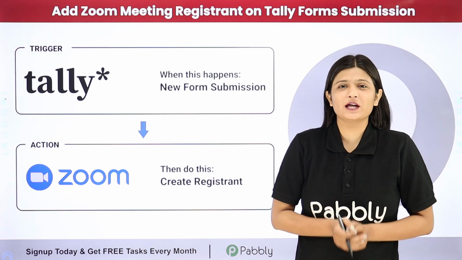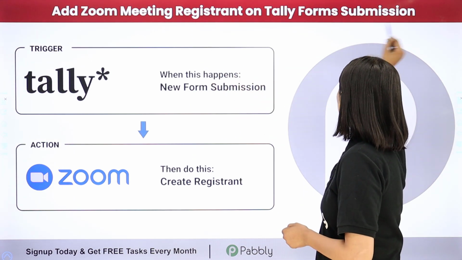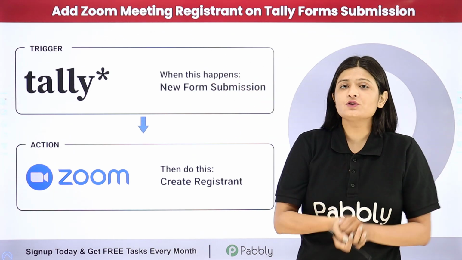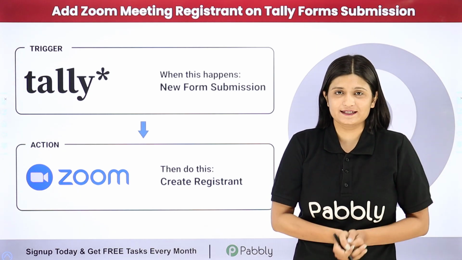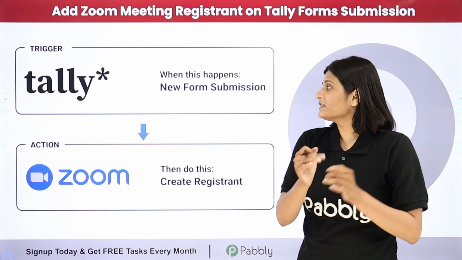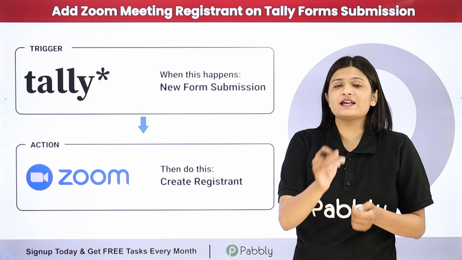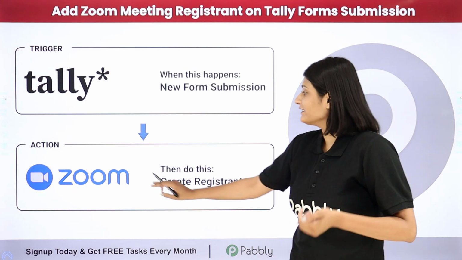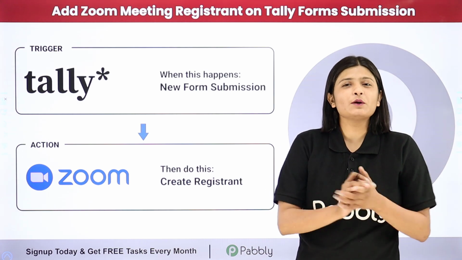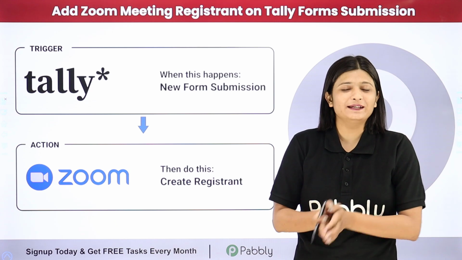So in this video, we are going to learn how to add Zoom meeting registrant on teleform submission. Let's suppose I am running an organization and I am hosting webinars on a regular basis. Now I am taking all the registrations with the help of teleforms, and I want that whenever an interested candidate fills this form, a registrant is automatically created in my Zoom. I completely want to automate this process, and to do this automation, I am going to use Pabbly Connect.